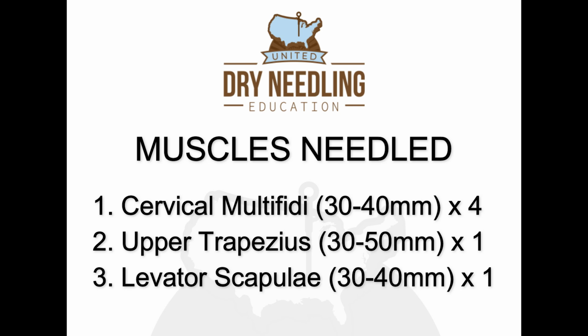For this particular treatment setup, you'll insert 6 needles. The first 4 needles will be inserted into the cervical multifidi with needle sizes ranging from 30 to 40 millimeters. The second needle will be inserted into the upper trapezius with needle sizes ranging from 30 to 50 millimeters. And the last needle will be inserted into the levator scapulae with needle sizes ranging from 30 to 40 millimeters.